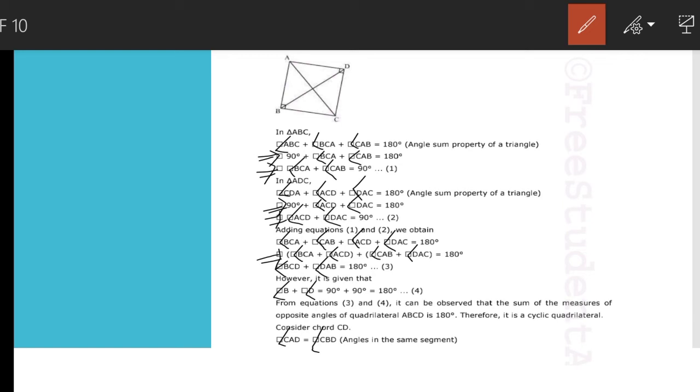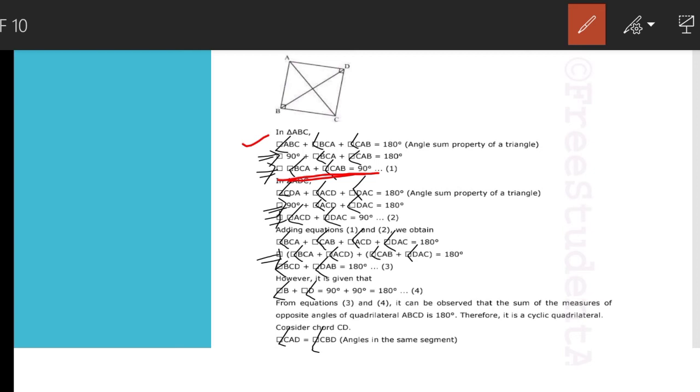By angle sum property we can write angle A plus angle B plus angle C is equal to 180 degrees. Here angle B is 90. So substituting the value of angle B and transposing, we will get angle BCA plus angle CAB as 90 degrees.